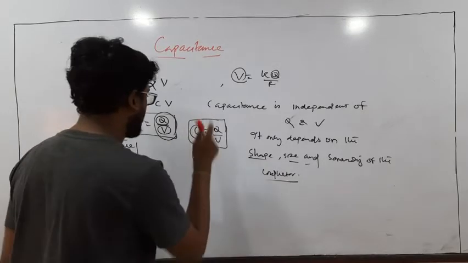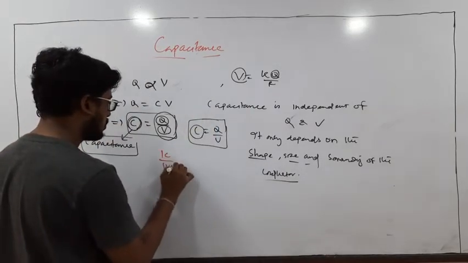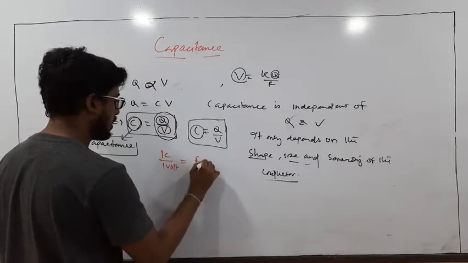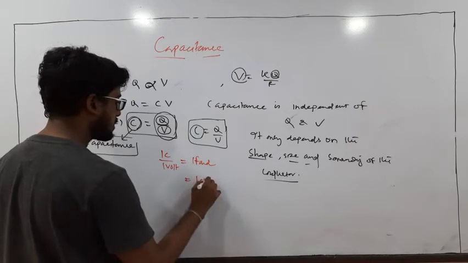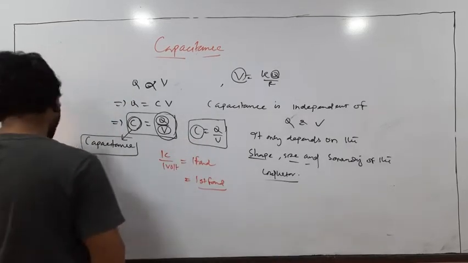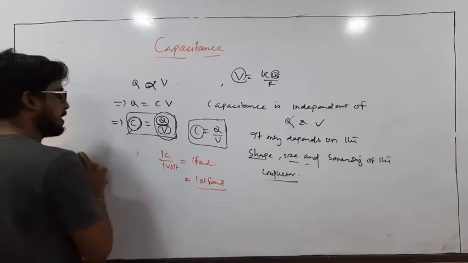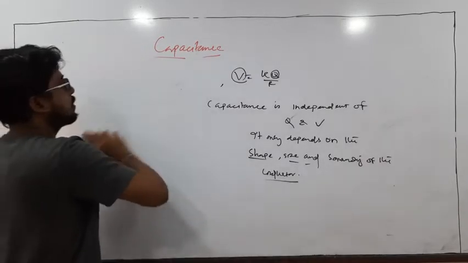So we already know this is capacitance, and its unit will be how much? 1 coulomb by 1 volt in SI, or this will be 1 farad. Okay, and in CGS it will be 1 stat farad. Clear? So now we have to find out the capacitance of an isolated spherical conductor.